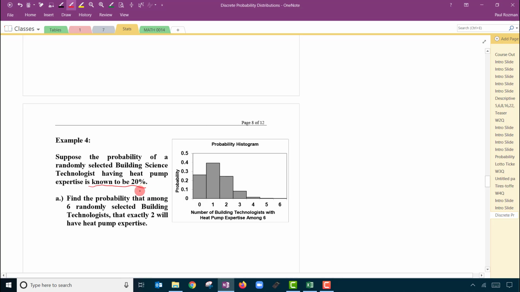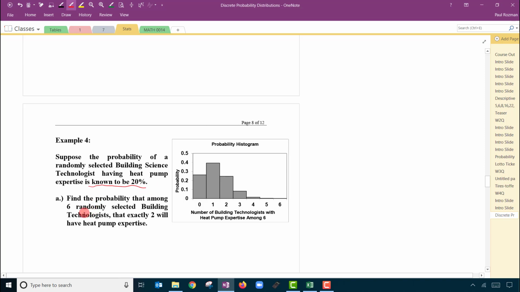Think about yourself knowing about heat pumps. Well, if your best friend is in the class with you, you might be talking about heat pumps all the time, and then they're more likely to know something about heat pumps. And then you can see how you're dependent upon one another in a way. But let's assume that I'm picking building science technologists from different years and they don't know each other in order to make this actually a binomial situation.